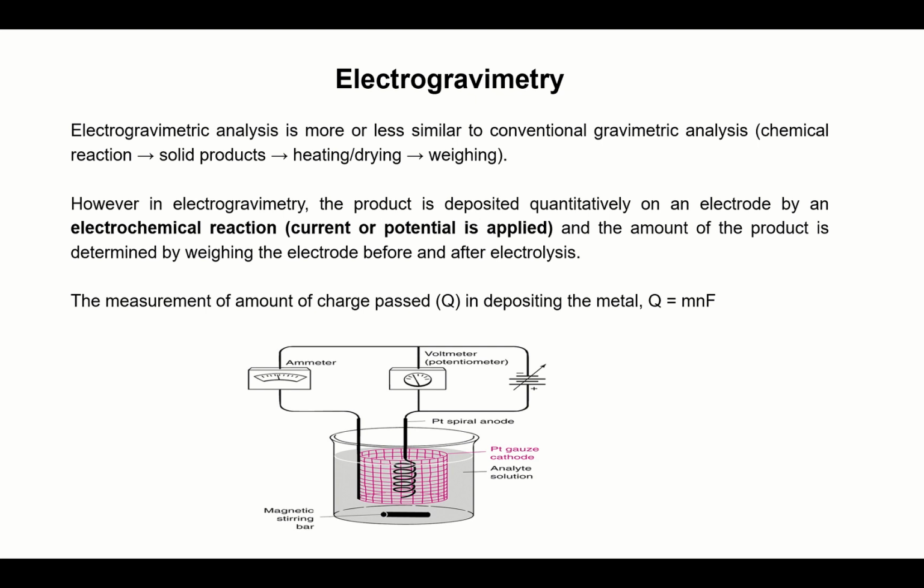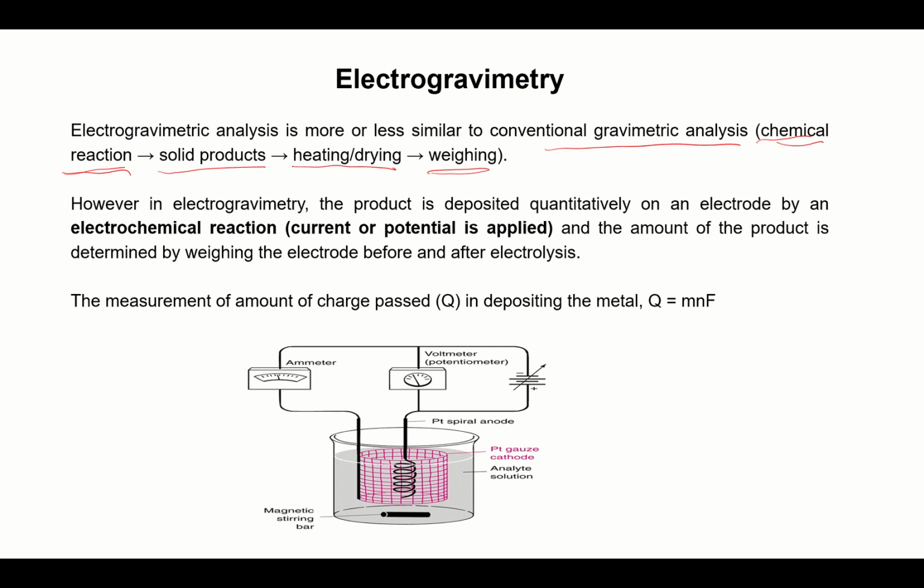So electrogravimetry analysis is more or less similar to conventional gravimetric analysis. So this is a chemical reaction. You just mix, for example, reactants A and B, then they will react chemically, and it forms solid products. Then the precipitate or solid product will be heated and undergo the drying process. So then you put it in the oven and then you will weigh it. So you know how much mass is collected on the filter paper.